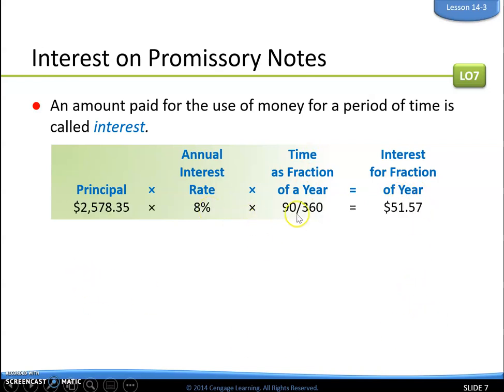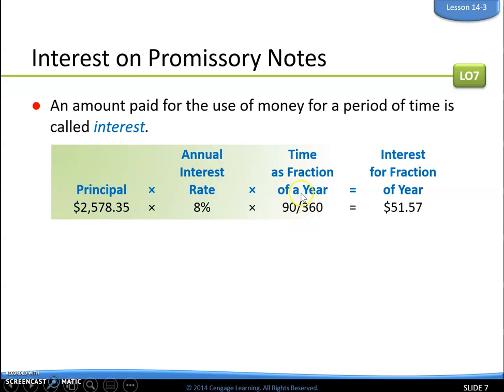So the reason that we're doing this part in here is when we look at this 8% interest rate, this 8% is for a full year. Well, they're not paying for a full year. They're only paying for 90 days. And so that's why we're going to take this as a fraction of the year.